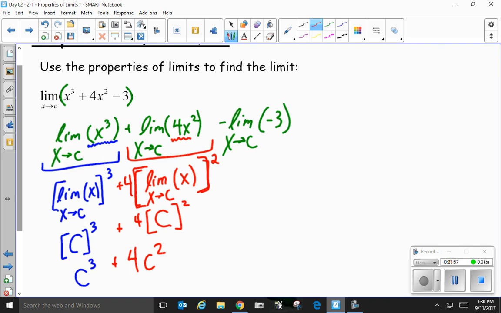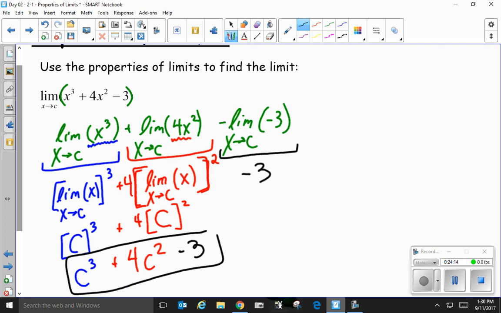Look at the last one. Yeah, that's the constant one, isn't it? There is no x to throw that c into, so that is just the constant. This is the limit of that whole big thing, because you broke it down and looked at it individually.